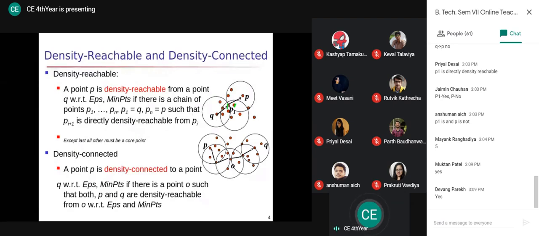So just observe, right now we are talking about points P and Q once again. If you observe this figure, P and Q are definitely not directly density reachable. They are also not density reachable. But here there is one point O such that P and Q are density reachable from O. This is density reachable, and this is not directly density reachable. So if you observe this point O, with respect to O, P as well as Q both are density reachable. Then you can say that P and Q are density connected.